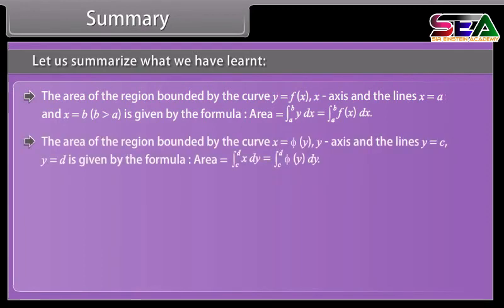The area of the region bound by the curve x is equal to phi of y, y-axis, and the lines y equals c, y equals d is given by the formula area is equal to integral from c to d of x with respect to y, equals integral from c to d of phi of y with respect to y.